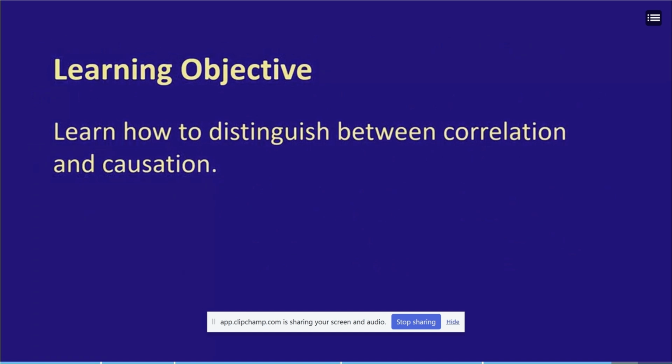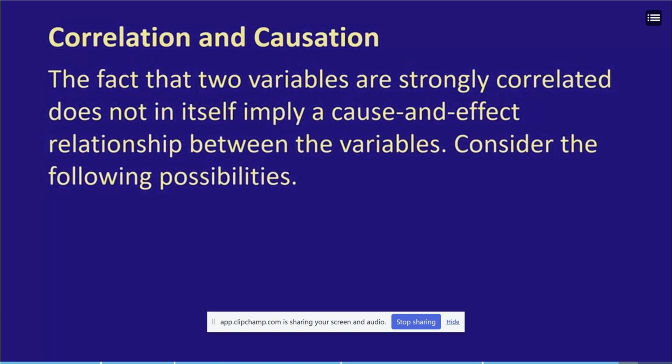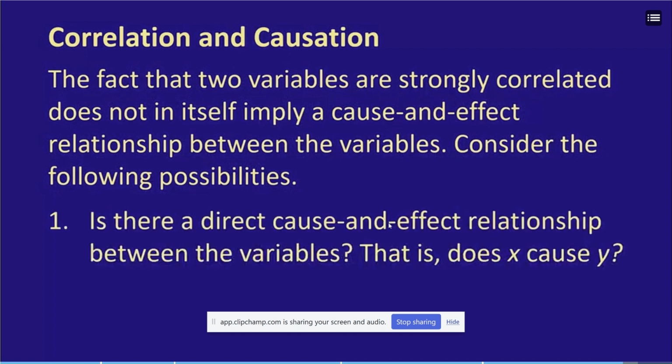Now let's take a look at our next learning objective: learn how to distinguish between correlation and causation. Correlation does not in itself imply a cause and effect relationship between the variables. Consider the following four possibilities. First, is there a direct cause and effect relationship between the variables? That is, does X cause Y? They may be correlated, but that doesn't necessarily imply that X causes Y, so we have to ask that question.